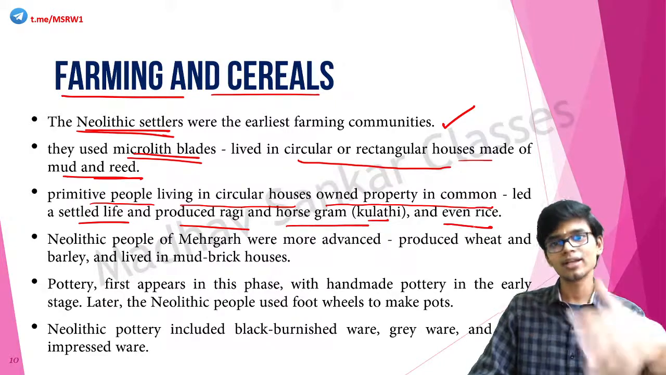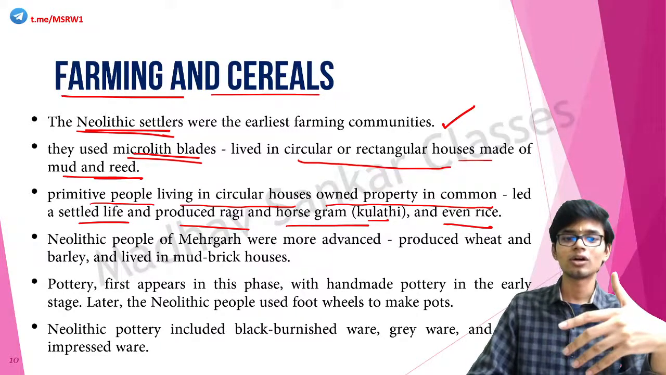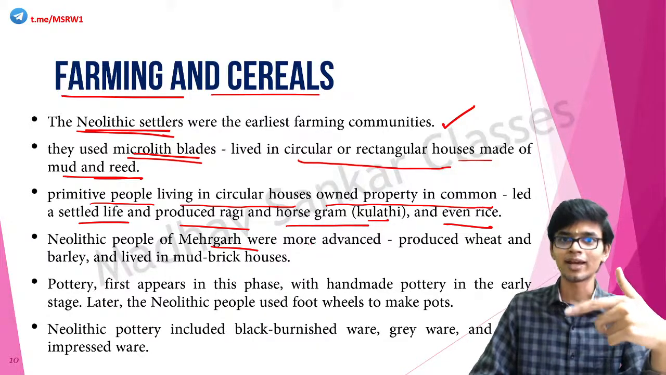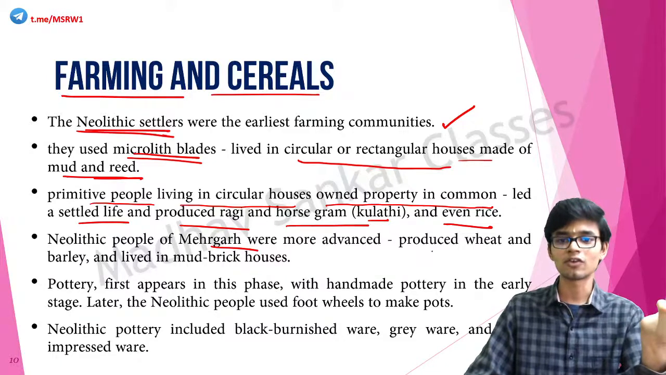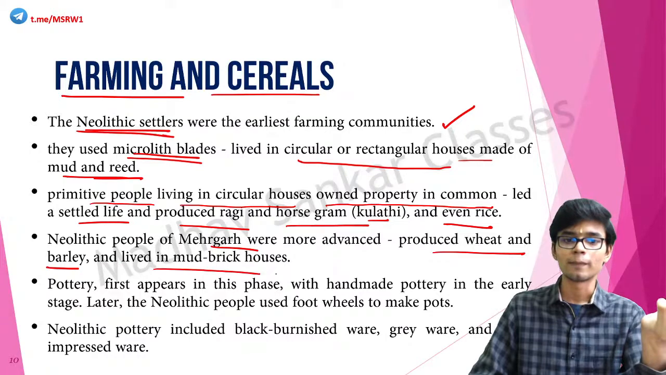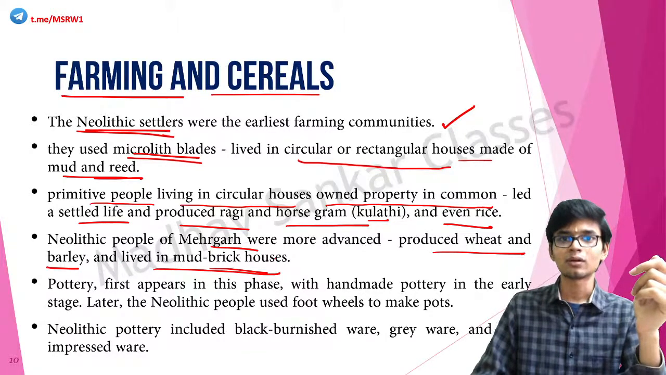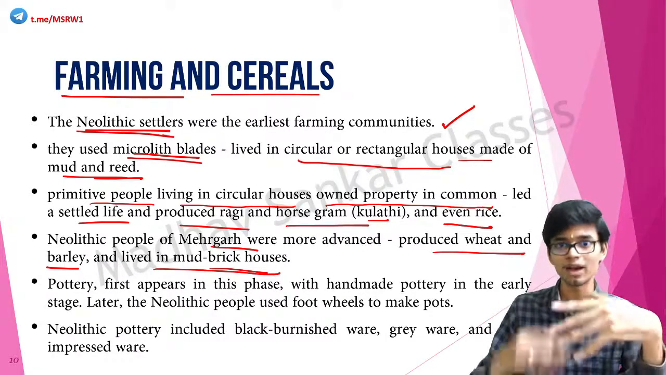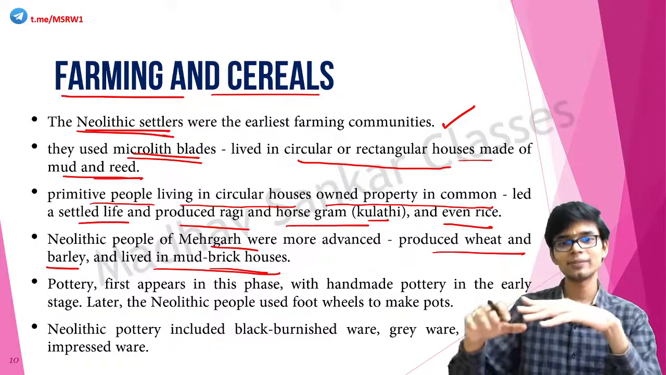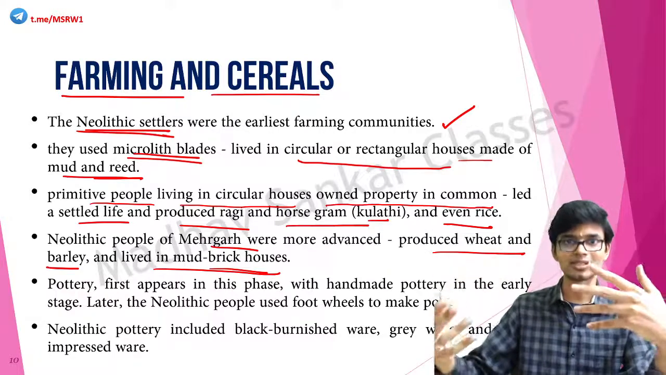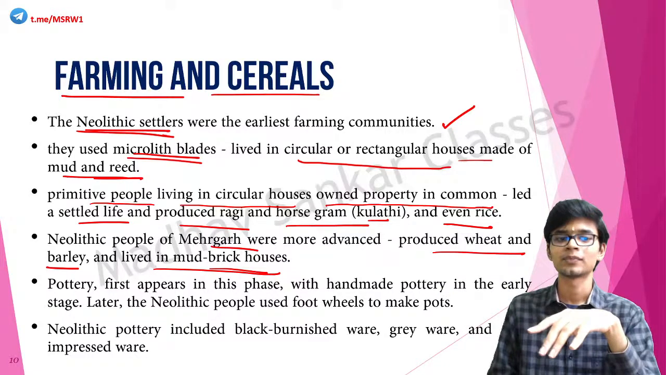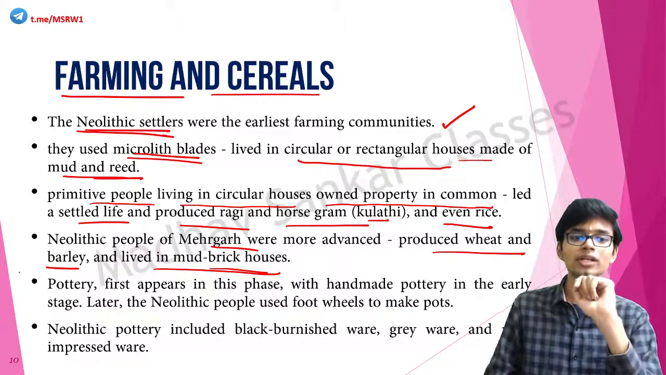Then, compared to other Neolithic sites, the Neolithic people of Mehrgarh are much, much more advanced. Why? Because in Mehrgarh, there is evidence of wheat cultivation, barley cultivation, and also mud brick houses. Wheat and barley are even modern day crops. Even now we are using all these crops. So Mehrgarh is a comparatively much more advanced Neolithic site compared to the other sites in India of the contemporary period.